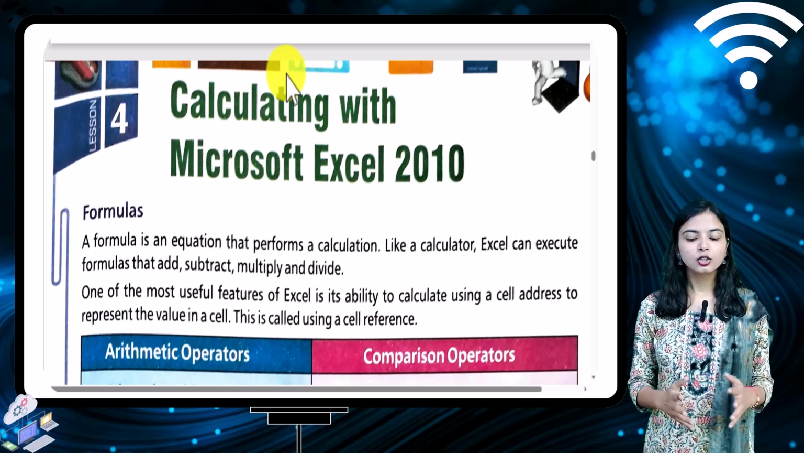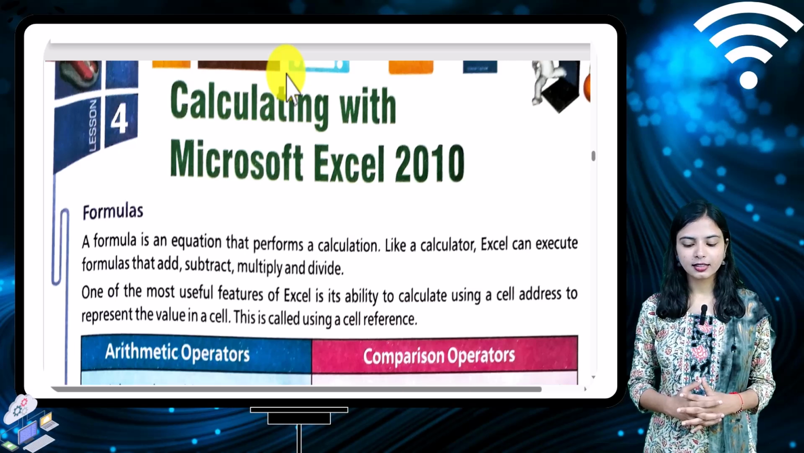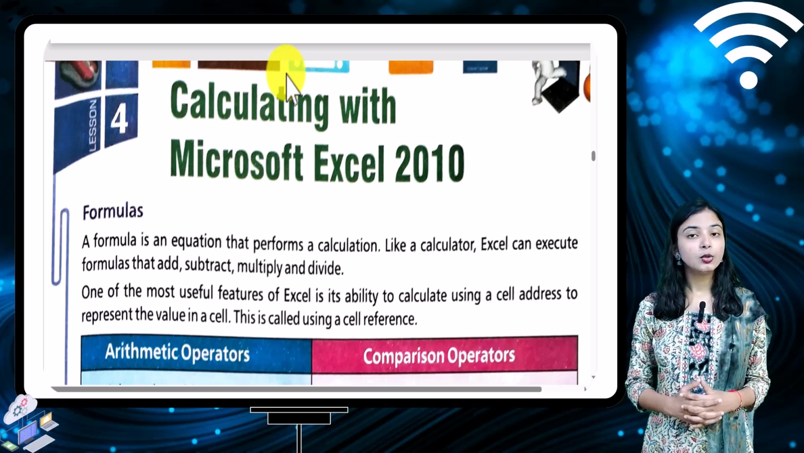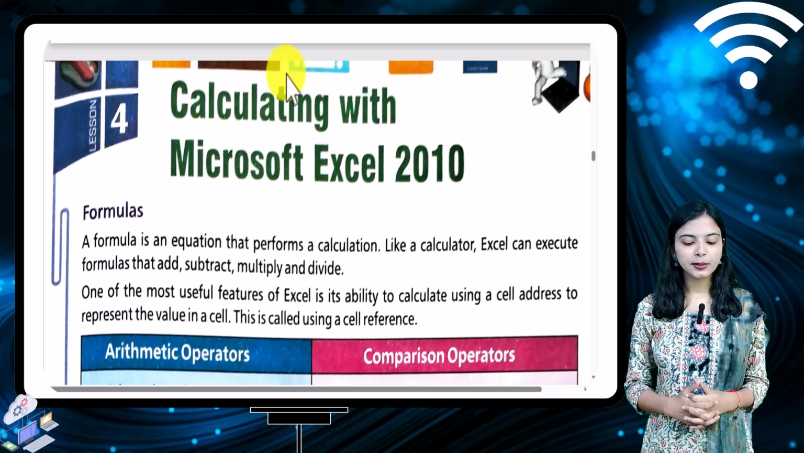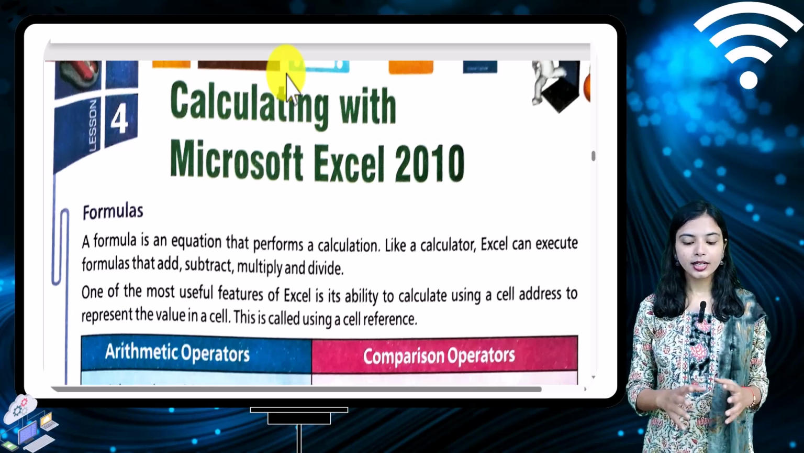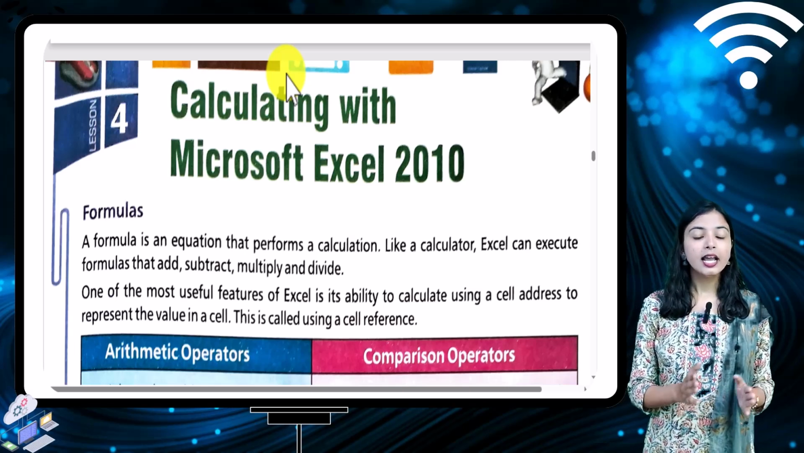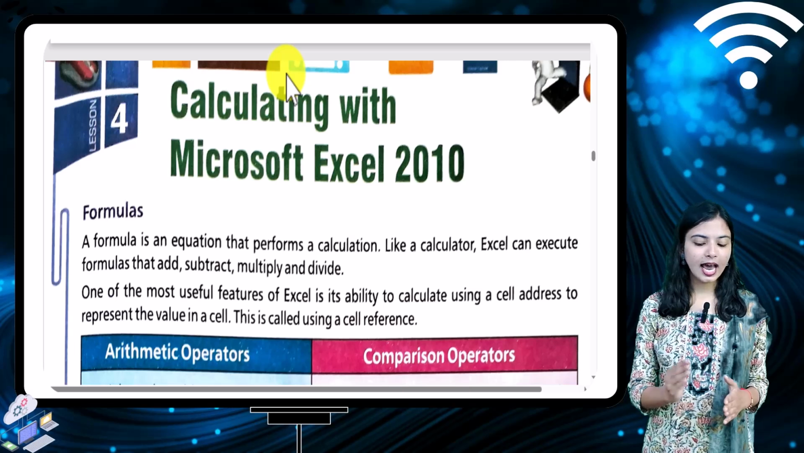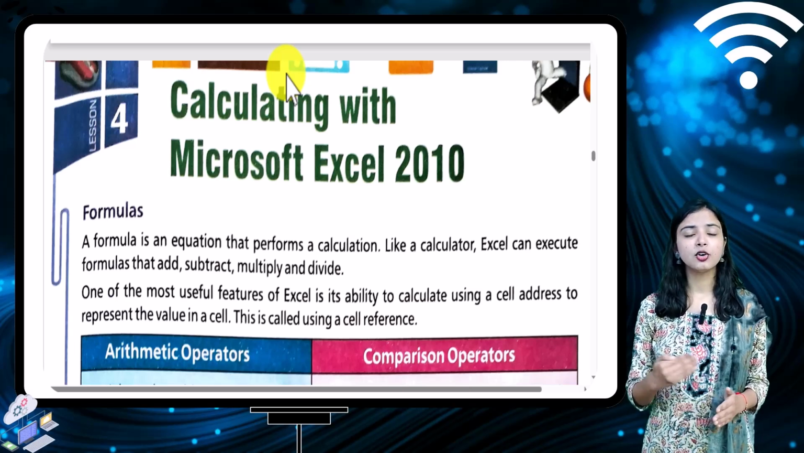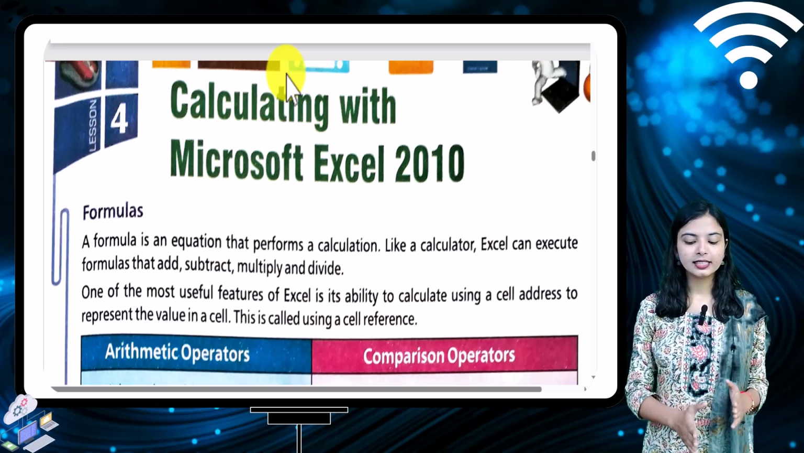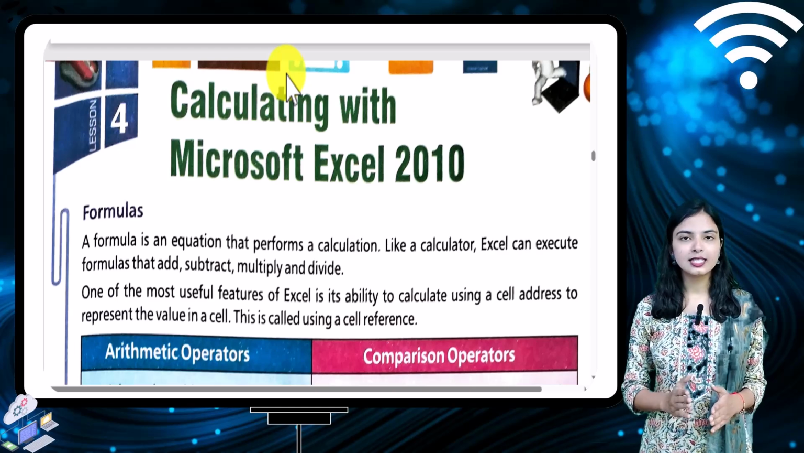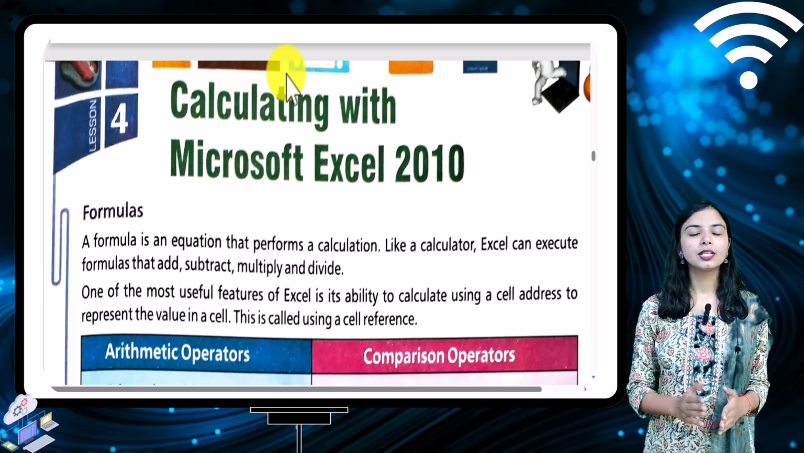Okay, students. One of the most useful features in Excel is its ability to calculate using a cell address to represent the value in a cell. We can simply take the address of a cell, and with the addresses of the cells we can add them, divide them, or do any operations on them, and this is called using a cell reference. What is it called? Using a cell reference.